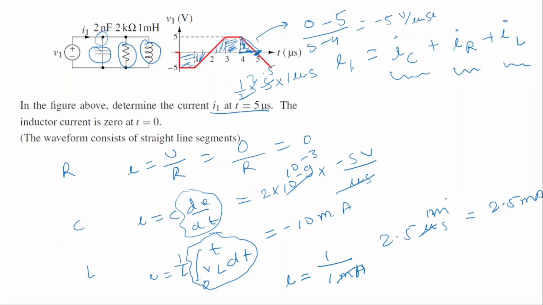Okay, so now this current is positive. To sum all the currents, what is the current in the inductor? It's minus 10 milliampere. What is the current in the resistor? It's 0. Plus the current in the capacitor is 2.5, all in milliampere. So now the total current will be minus 7.5 milliampere. This is the correct answer.